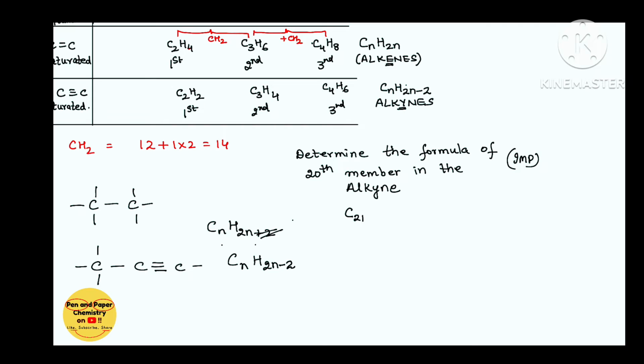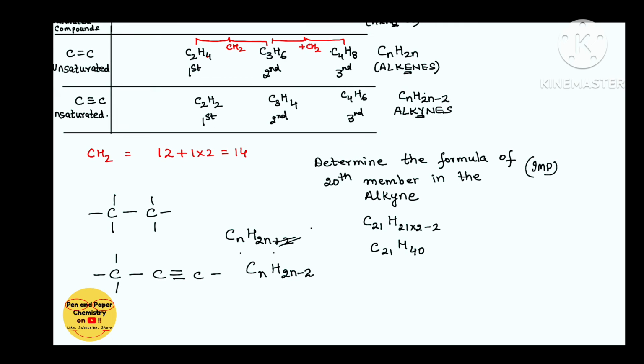And what is the number of hydrogen atoms? 21 times 2, take away 2. What do you get? H40. C21, H40.